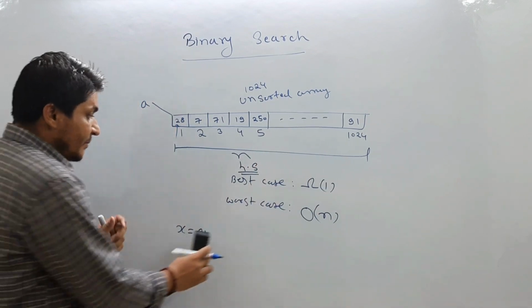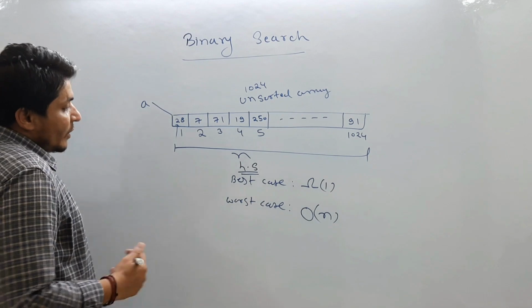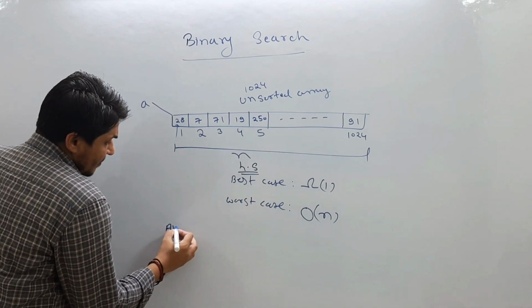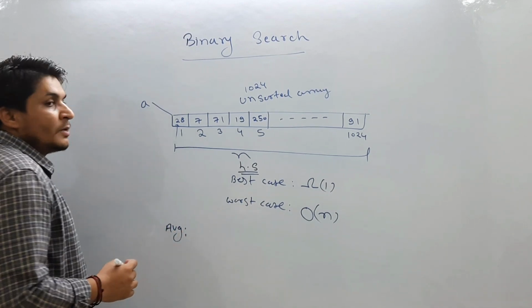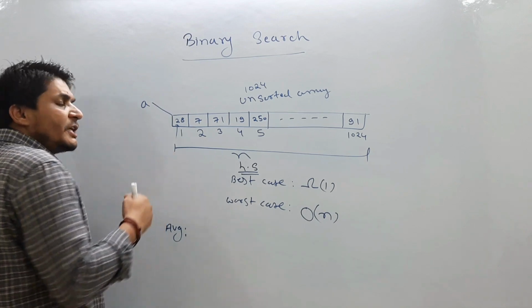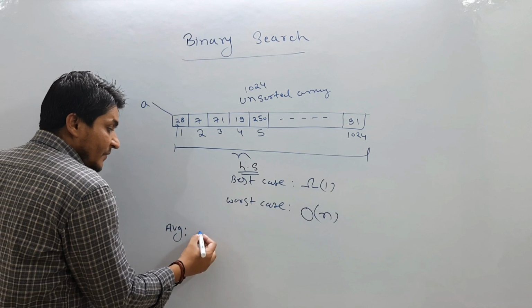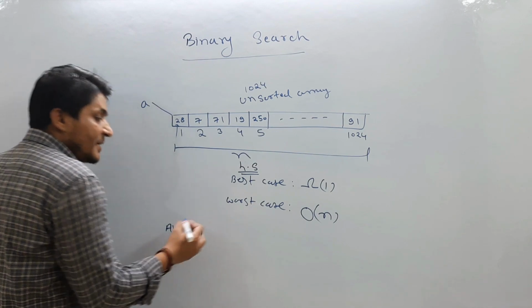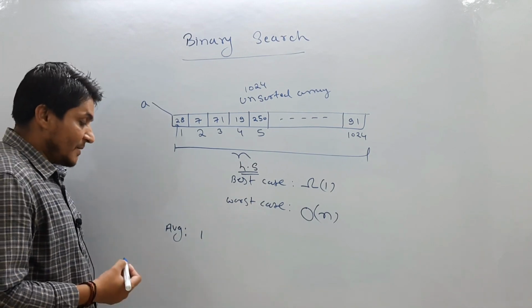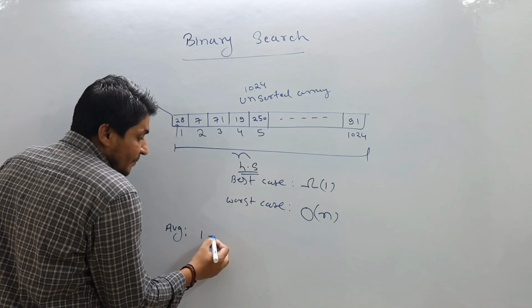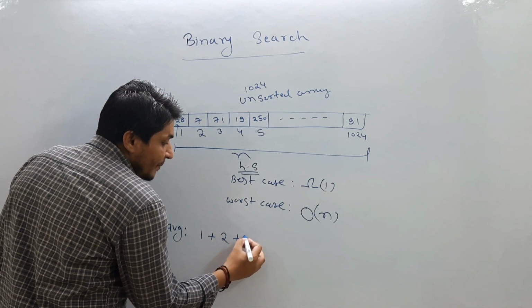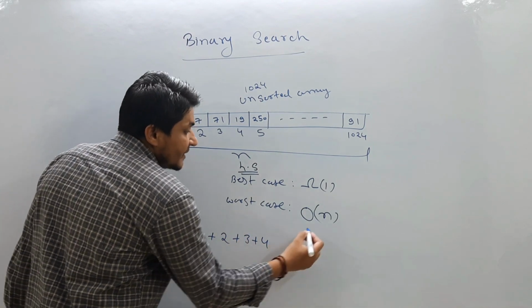So what could be the average case time complexity? We can calculate the average case time complexity by checking all the possibilities. Let's suppose I'm searching for one of n elements. Maybe I'll get that element in the first comparison, maybe in the second comparison, maybe in the third comparison, maybe in the fourth comparison, like this.